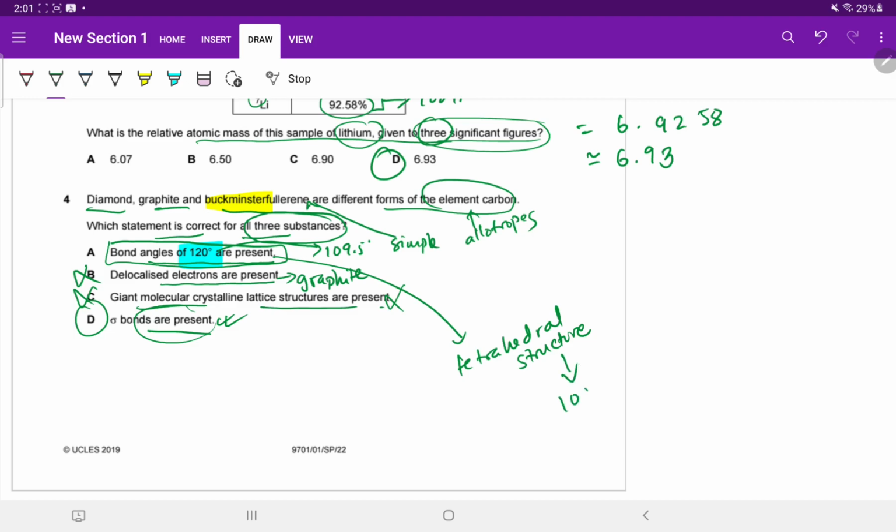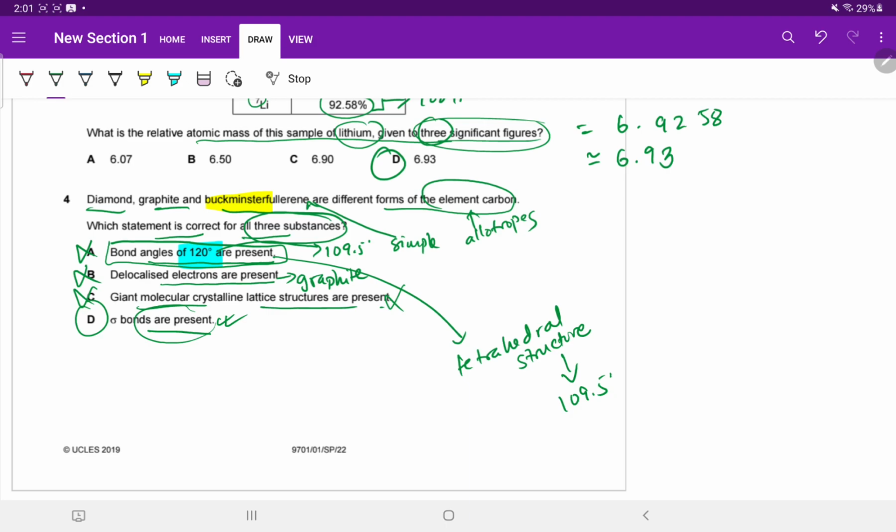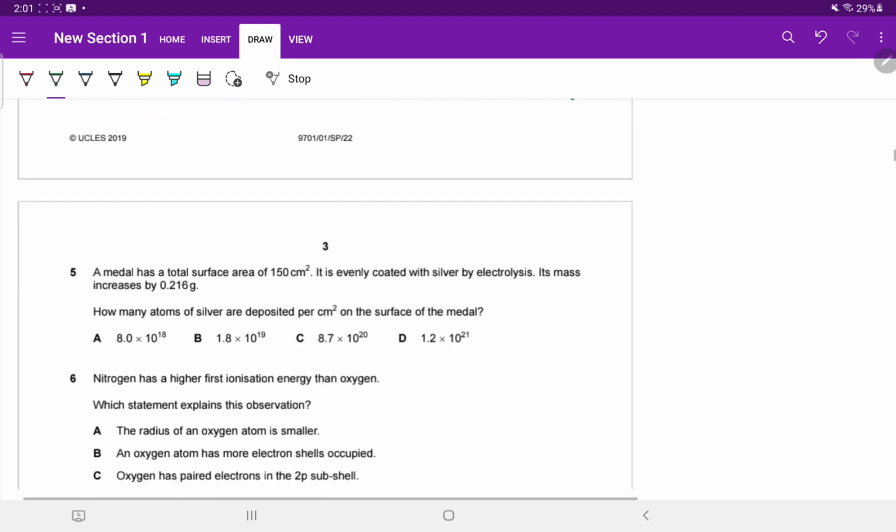So tetrahedral structure shall always have 109.5 degrees. Okay, so option A is also wrong. So only option D is correct.